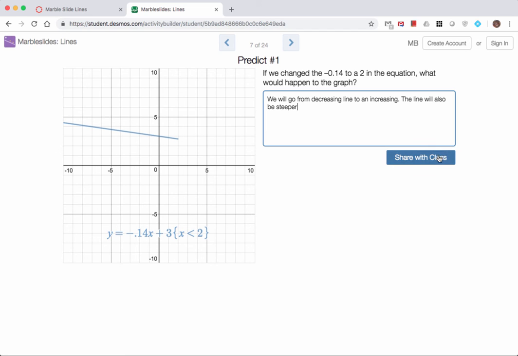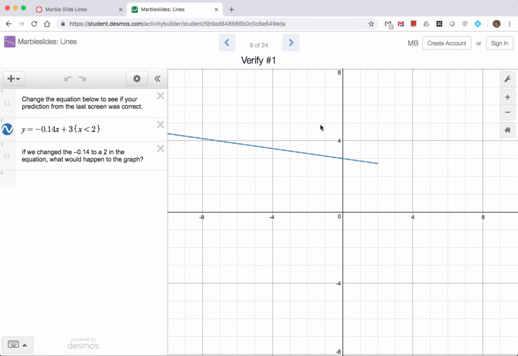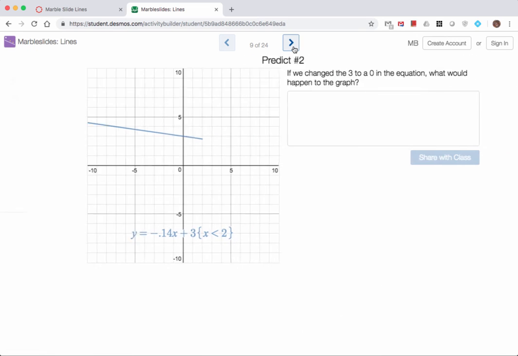Okay, all right, so share that with class. Lots of other students are signing in and doing it too, looking good, okay? So now they say go ahead and verify that. Make sure that it really did what you said it was going to do. So let's change that to a 2. And look at that. Sure enough, it's steeper than the original line. This was shallower, and we went from a decreasing line to an increasing line. Okay? All right, let's go to verify number 2.